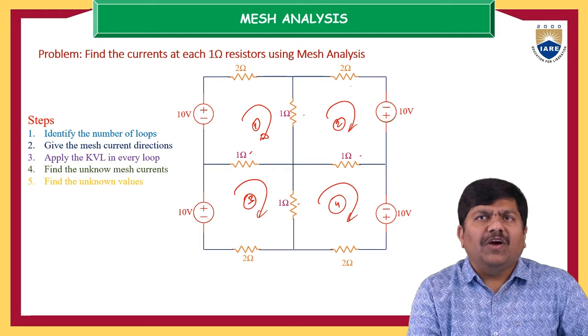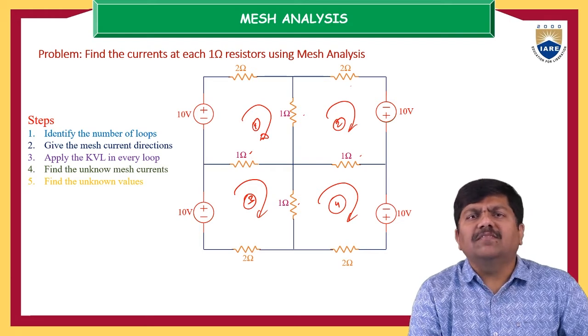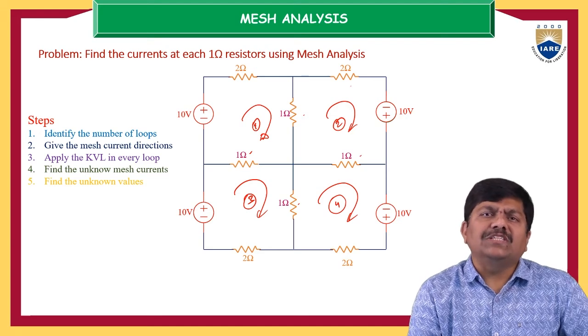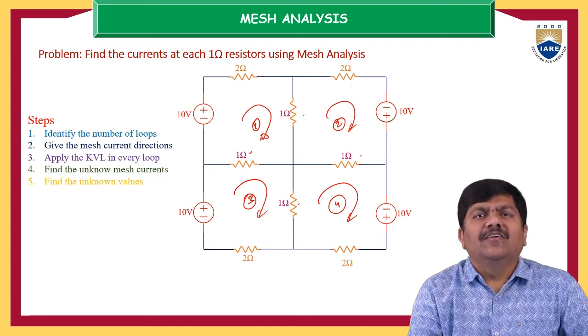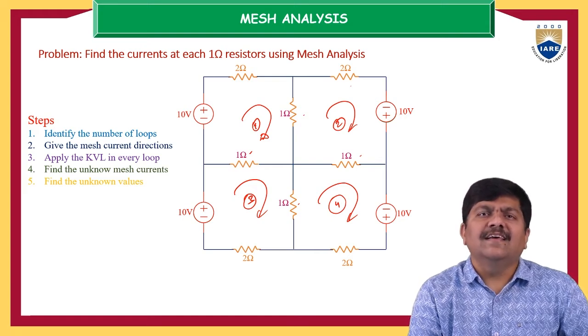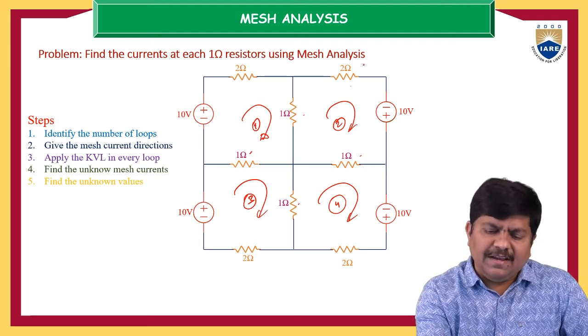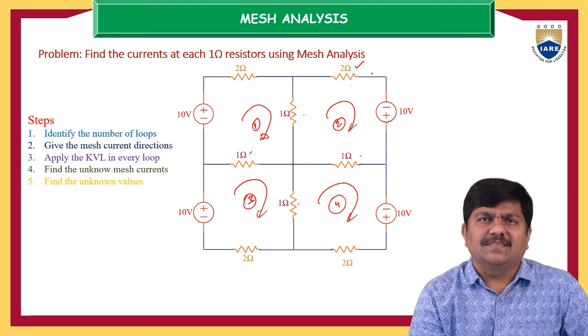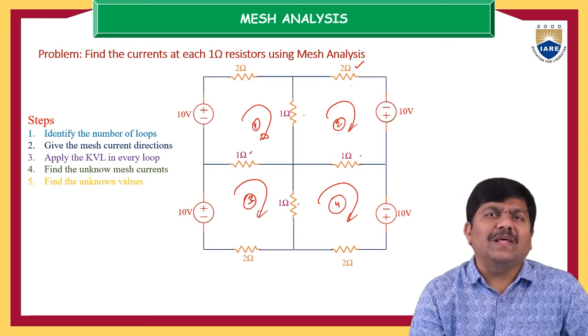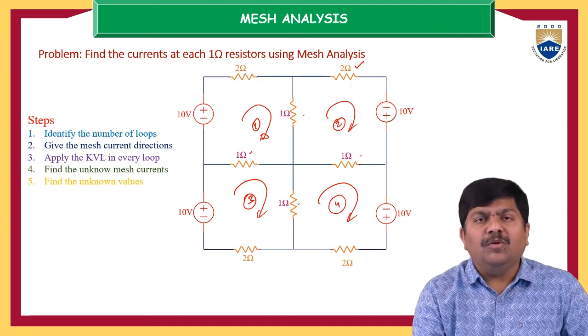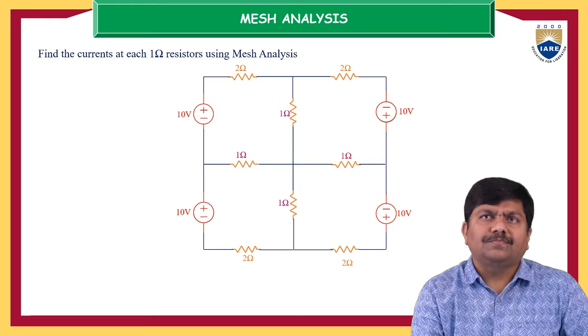The last step is to find the unknown values. In some cases, people want us to calculate the voltage drop across any one of the resistors using mesh analysis. In such cases, it is not only the 1 ohm resistance; if anybody wants us to calculate the current in this 2 ohm resistance, that is also one of the unknown parameters. So at the end we can calculate the unknown parameters with the help of mesh analysis. That is our fifth step.